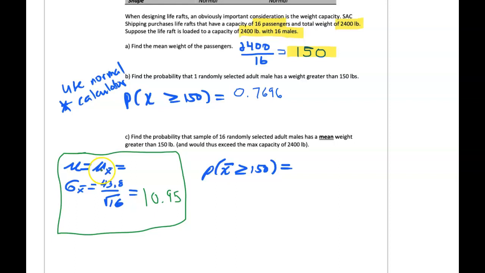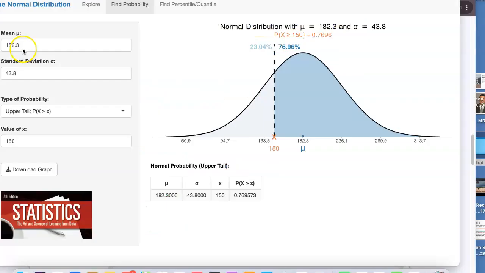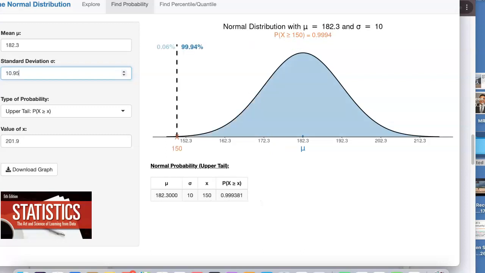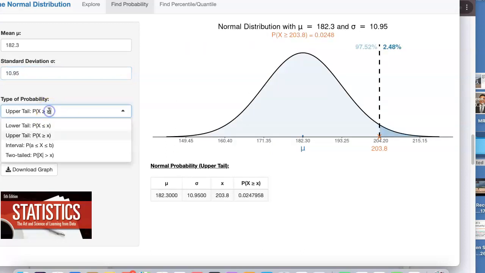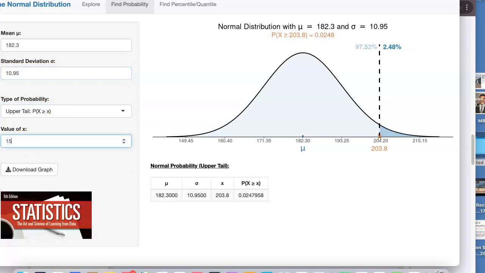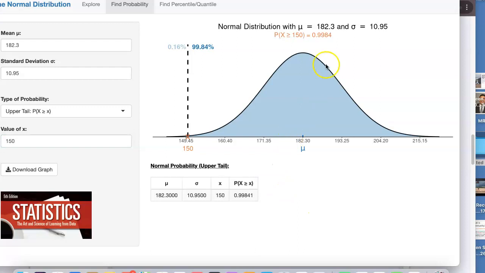We know the mean of the sampling distribution is equal to the population mean, so we know that's going to be 182.3. And then in this case, instead of using the standard deviation of 43.8, we're going to use 10.95. We use the standard error calculation, and then we use the ARTISTAT to do that calculation. So with the ARTISTAT, we have that mean, but now we have the adjusted standard deviation, or the standard error of 10.95, and I want to know, again, that the mean is greater than 150, and now we have an updated answer of 0.9984.